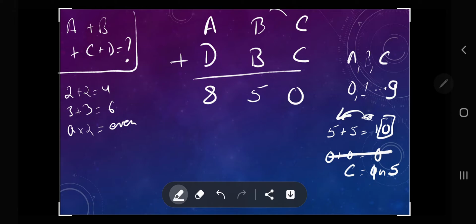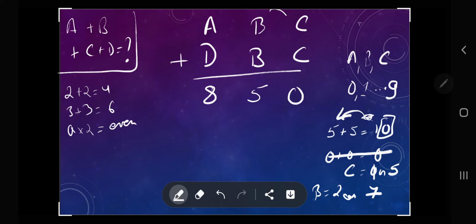Now B. So we have to be very careful here. It's easy to assume that both the B's are 2 and we get 2 plus 2 plus 1 which is equal to 5. But that's not the only case that we have. Yes, B can be 2 or it can be 7, because 7 plus 7 is 14, and you add 1 and you get 15. So it can be 2 or 7.